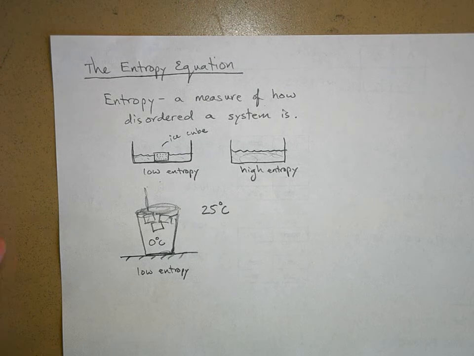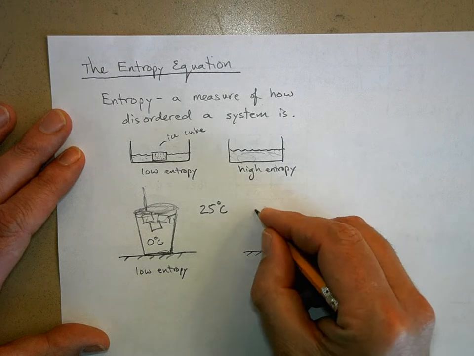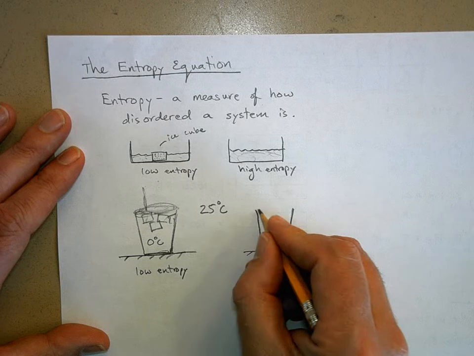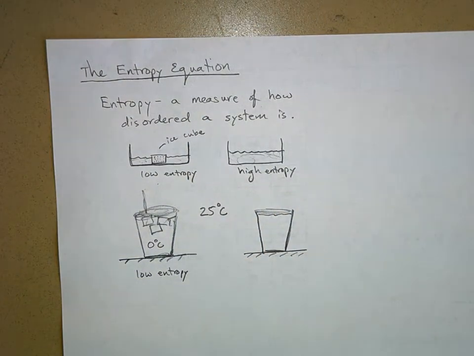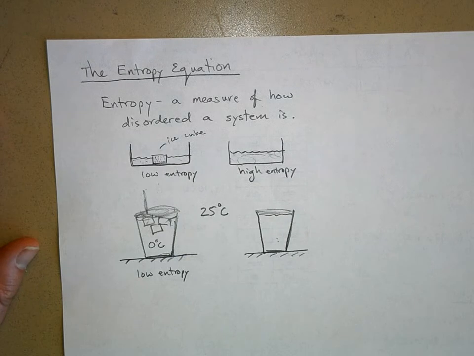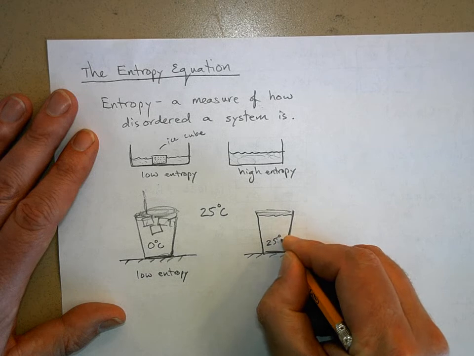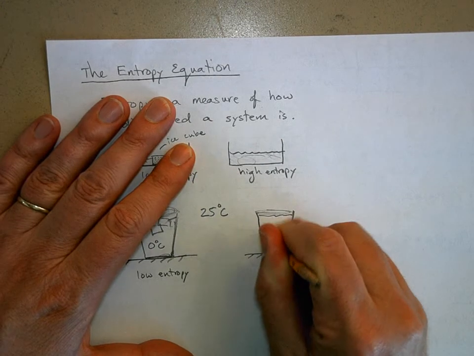But if I wait a while, what happens? Later on, if I look at my glass of ice water, well, it's not ice water anymore, is it? What happened to the ice? If I wait long enough, it melted. And then the temperature increased until, what temperature does the water end up at? 25 degrees Celsius. And, I'll tell you what, to make it simpler, I want to make this as simple as possible. So let's just wait until the ice melts.